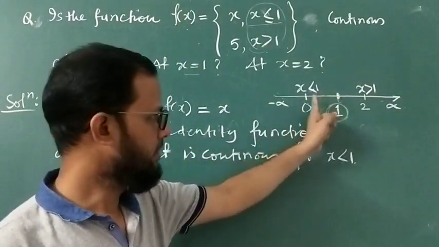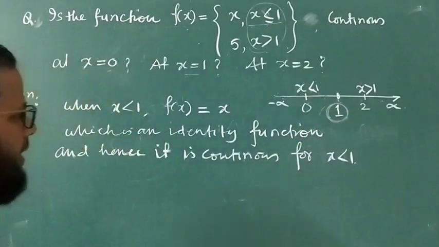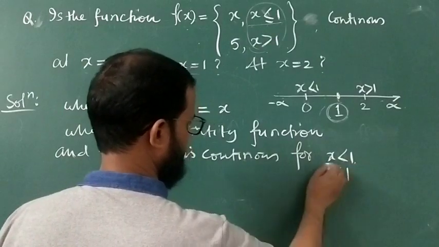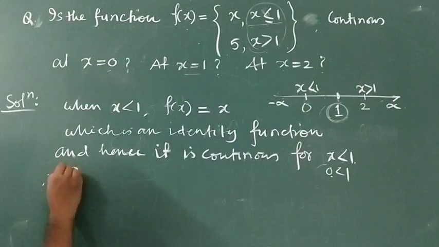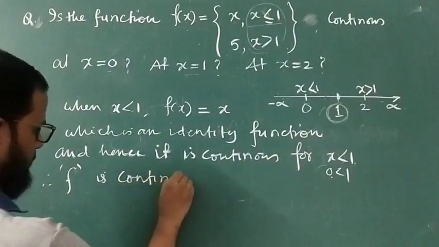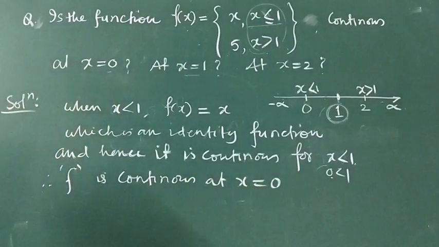1. जितनी x है 1 से छोटा, सब में फंक्शन कंटिन्यूस है। तो अल्टीमेटली 0 is what? Less than 1. So the function will be continuous at x equal to 0. Therefore f is continuous at x is equal to 0. This is the first case.